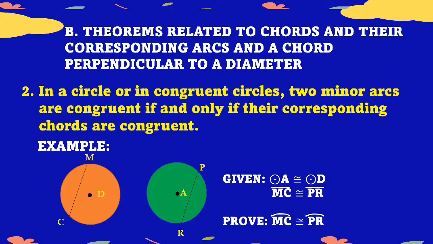Next are the theorems related to chords and their corresponding arcs, and a chord perpendicular to a diameter. Number 2, in a circle or in congruent circles, two minor arcs are congruent if and only if their corresponding chords are congruent. In this example, we have circle D and circle A. Given, circle A is congruent to circle D. Chord MC is congruent to chord PR. Let us prove that arc MC is congruent to arc PR.